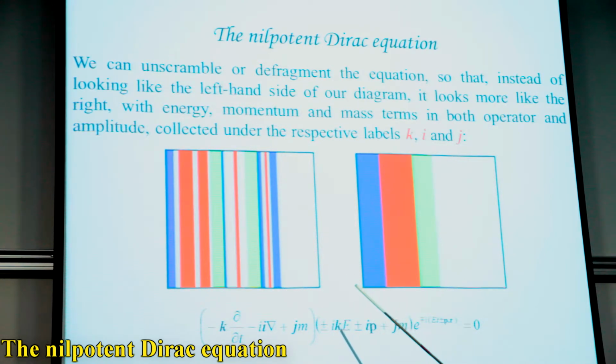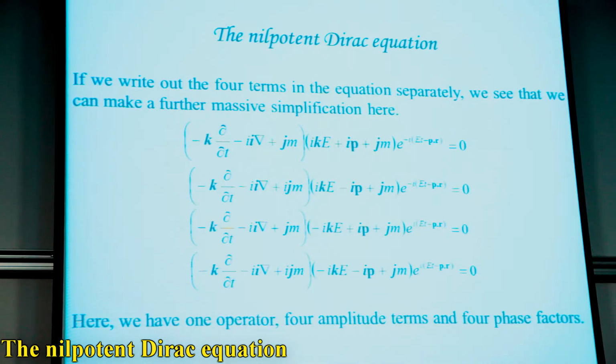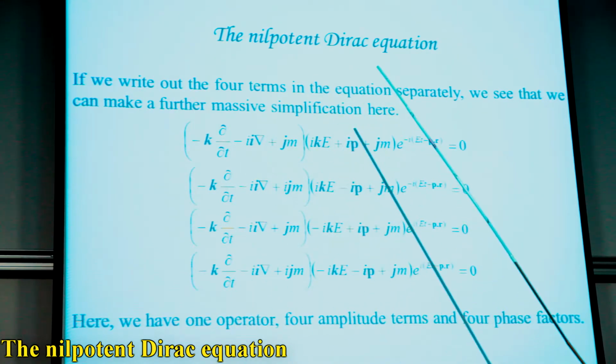So we've got the first term here, the k. Let's represent that by the blue there. So the k is the energy term, that will be the momentum term, and that will be the mass term. And we've separated them out into 3 bits, instead of the scrambled thing we had there, which was like the matrix equation. We can now write all the 4 terms out separately in this way.